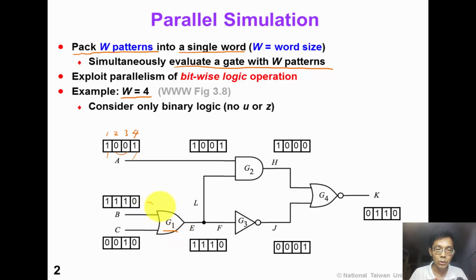For gate G1, we can perform a bitwise OR operation, and the output of this OR gate is 1, 1, 1, 0. And we perform a bitwise AND operation, so the gate output of G2 is 1, 0, 0, 0. In this way, we can obtain the output of the circuit, which is 0, 1, 1, 0. Please note that in this parallel simulation, we consider only binary logic. That means we ignore unknowns or high impedance.